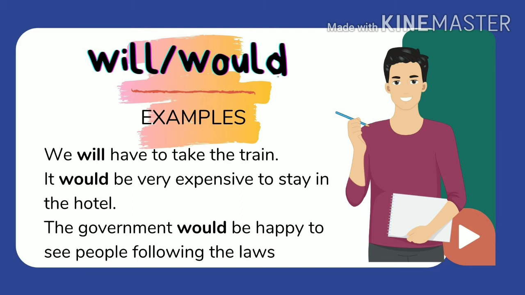It is stating a future possibility that you are going to ride a train. The last one is, the government would be happy to see people following the laws. It means it is expressing a belief, right? That the government would be happy if we are following laws.